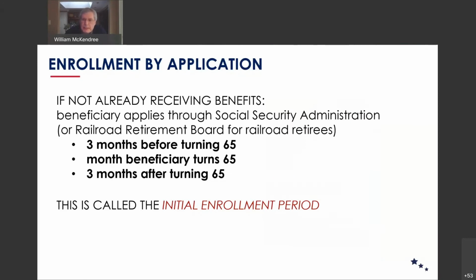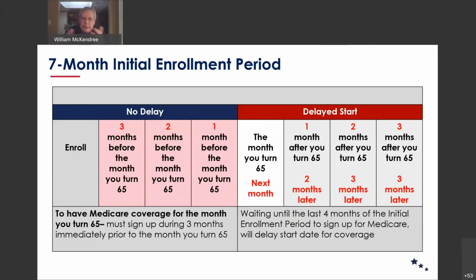So this is what it looks like schematically. I'll use me as an example. I'm going to turn 65 this April, on April 17th. And my entry point then is April. That's my midpoint in the schematic. The 3 months before that, January, February, March, are the months I would reach out to the Social Security Administration to say, I want to enroll in Medicare.